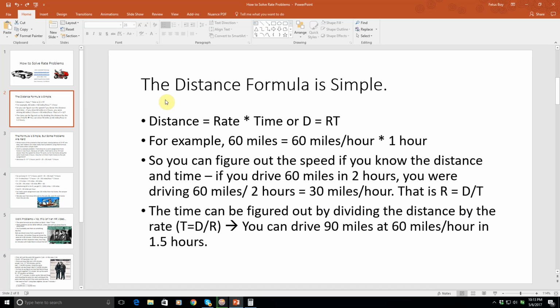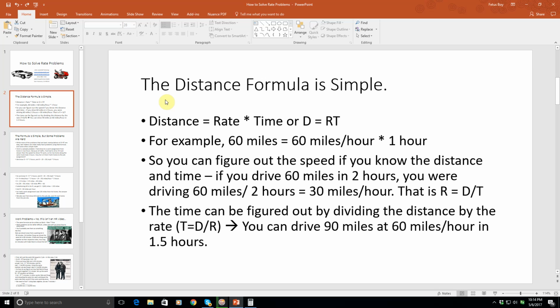Now the distance formula is simple in that distance is just equal to the rate times the time, or D equals RT. For example, 60 miles equals 60 miles per hour times 1 hour. So you can figure out the speed if you know the distance and time. If you drive 60 miles in 2 hours, you are driving 60 miles over 2 hours, which is 30 miles per hour. That is, the rate equals the distance divided by the time.